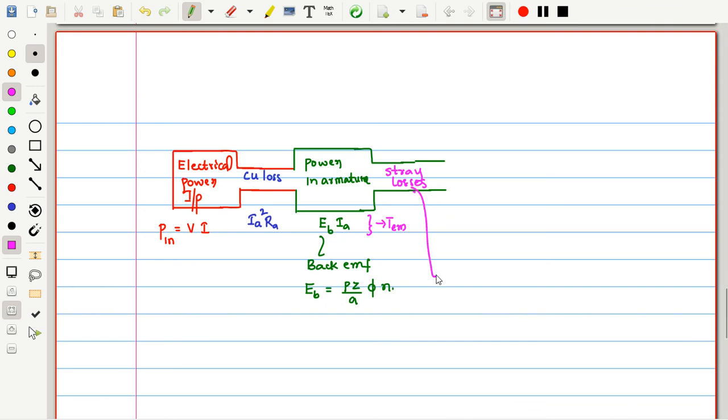Let me write here. Stray losses are iron or core losses, both are same, core losses plus friction and windage losses. I dealt with these losses previously, just refer back once. Then once I subtract this amount of losses from the armature power, EB into Ia, the left out power is what we call mechanical power.